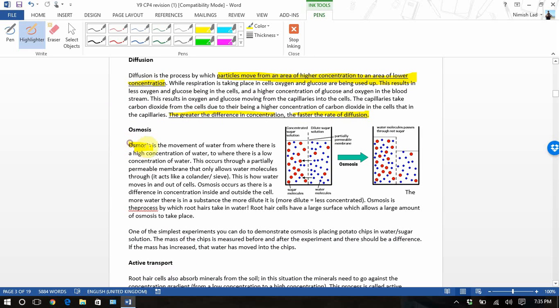Osmosis is a diffusion of water, so it goes from where there's a high concentration of water to where there's a low concentration of water. This normally happens through a partially permeable membrane, and that only allows smaller molecules through, like the water molecules. It's very much like a sieve. It only allows certain size particles through. This is how water moves in and out of cells. Osmosis occurs as there's a difference in concentration inside and outside the cell. The more water in a substance, the more dilute it is.